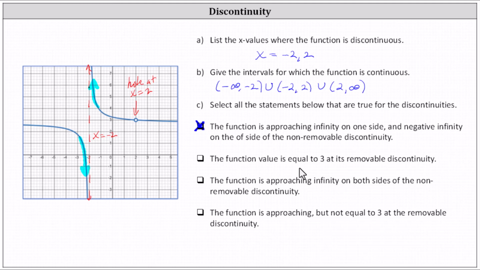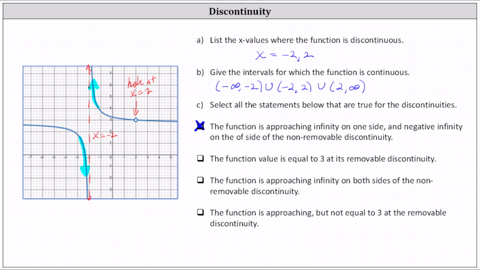Next, the function value is equal to 3 at its removable discontinuity. The removable discontinuity is where we have the hole. Notice the hole is located at (2, 3), but this does not mean the function value f of 2 equals 3. F of 2 is actually undefined because of the hole in the graph, and therefore this statement is not true. Next, the function is approaching infinity on both sides of the non-removable discontinuity. Well, we know this is false because we just showed in the first statement it's approaching positive infinity from the right and negative infinity from the left, and therefore it's not approaching infinity on both sides.